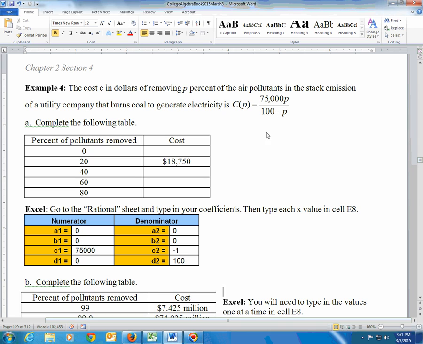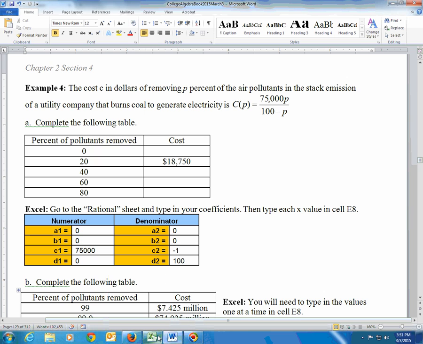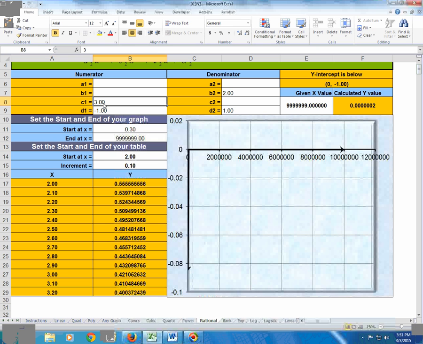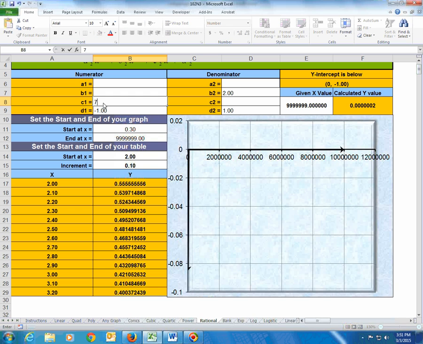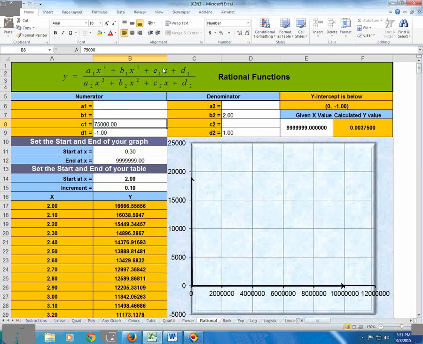So we could do some of this on the rational sheet. It's not a messy one. It has a common denominator and so on. So let me go to the rational sheet. The linear coefficient on the top is 75,000. That's right there. And see, here's the format.